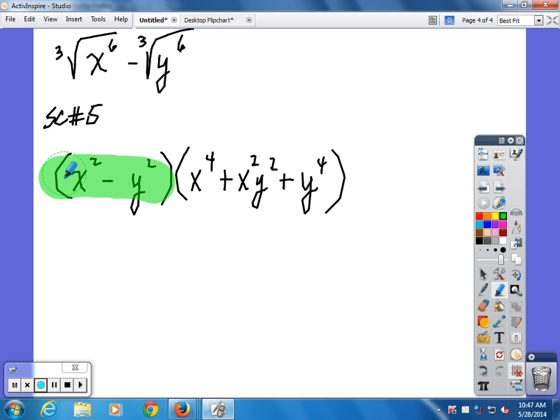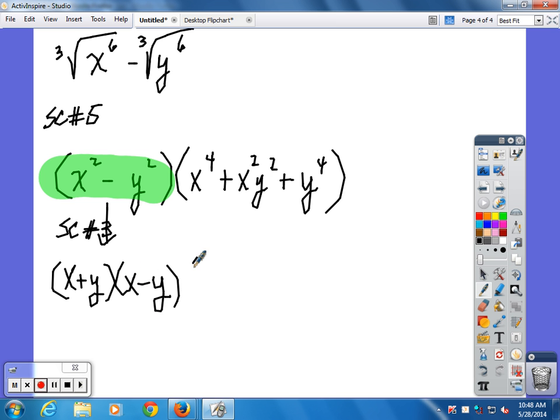What can I do with that? If it's two squares, shortcut number 3. Y'all are just on the ball. Shortcut number 3, and that's going to be x plus y, x minus y, times x to the 4th plus x squared y squared plus y to the 4th.